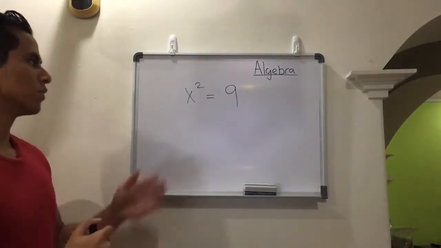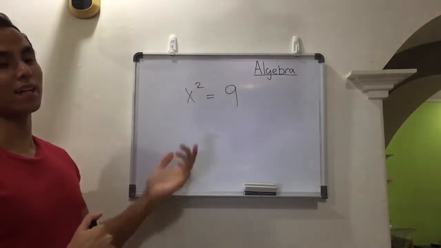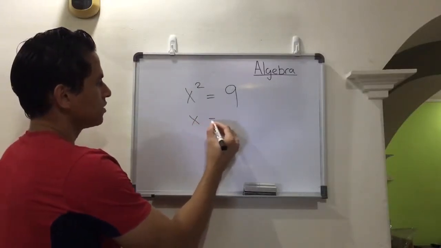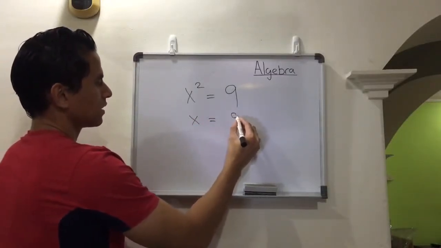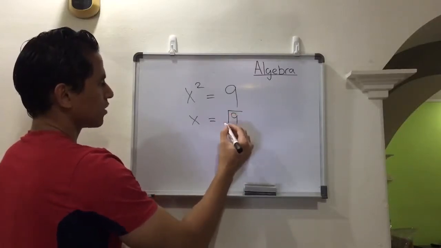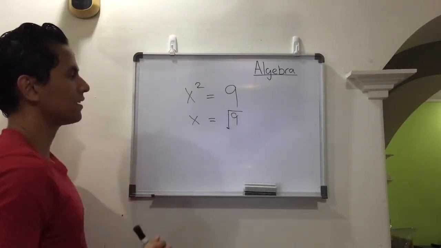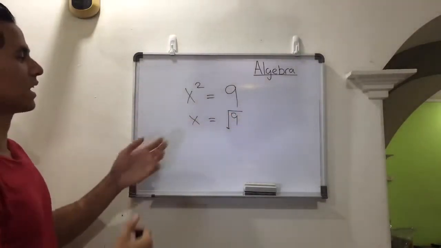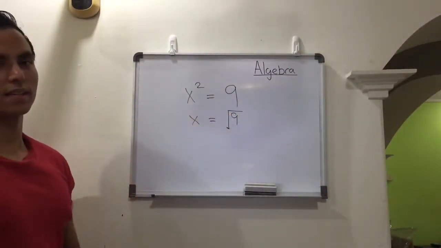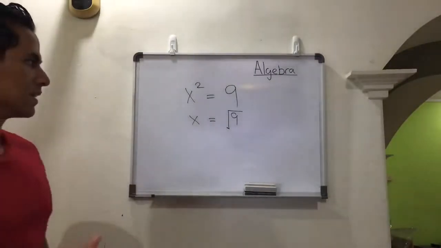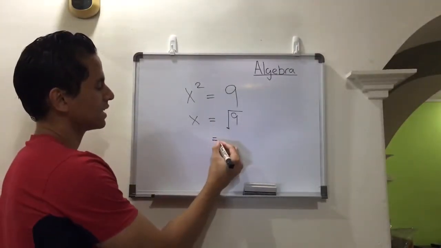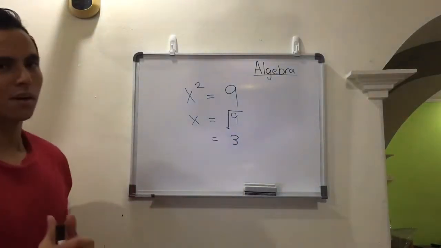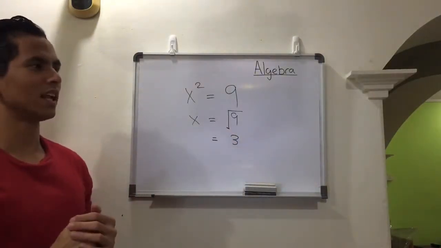And now we want to solve for x, right? We're going to say x equals the square root of 9, right? Because I'm going to square root the x, I'm going to square root 9, so I square root both sides, I get x equals the square root of 9. And then, you know that the square root of 9 is 3, right? So you think that this is the answer, and actually it's a mistake.